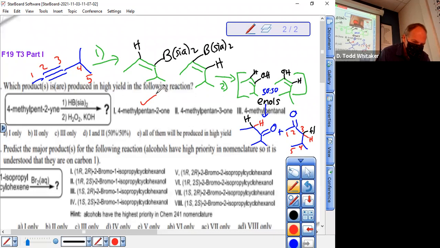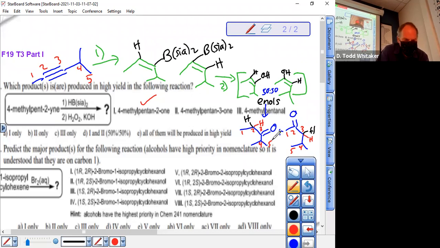4-methyl-pentan-3-one. 1, 2, 3, 4. Wait, did I mess up? I don't get the 5 this way. What's going on? Gotta have 5. What did I do wrong? 1, 2, 3, 4, 5. Oh, 3 is the carbonyl. I had the carbon below it in my mind because it was so close. There, nothing wrong with it. My apologies. That one fits too.